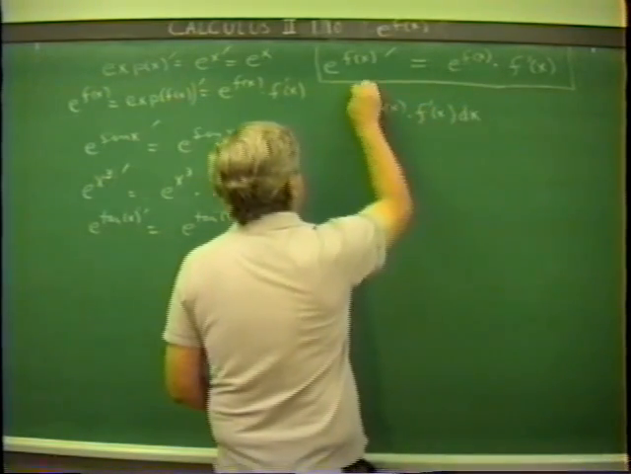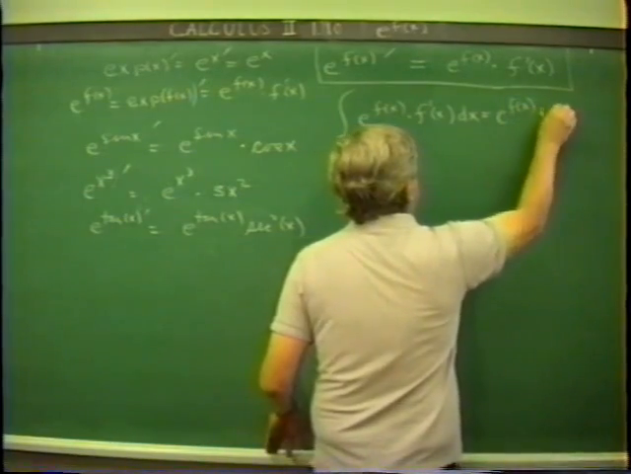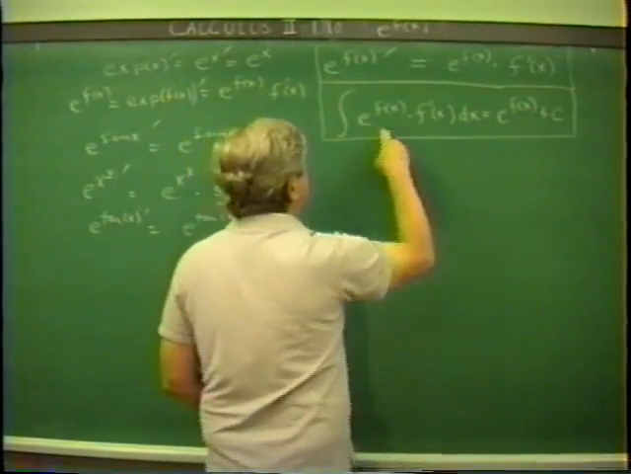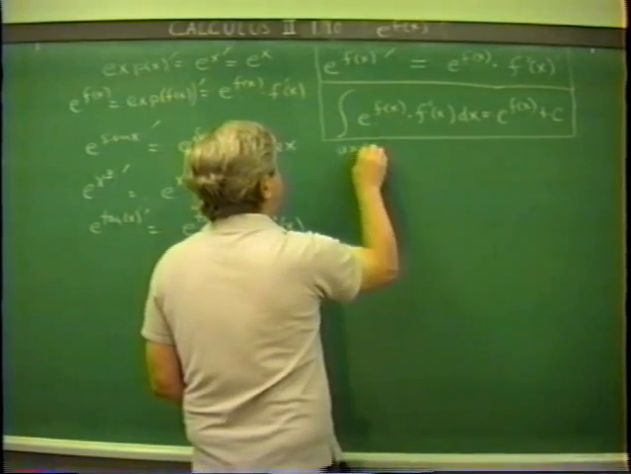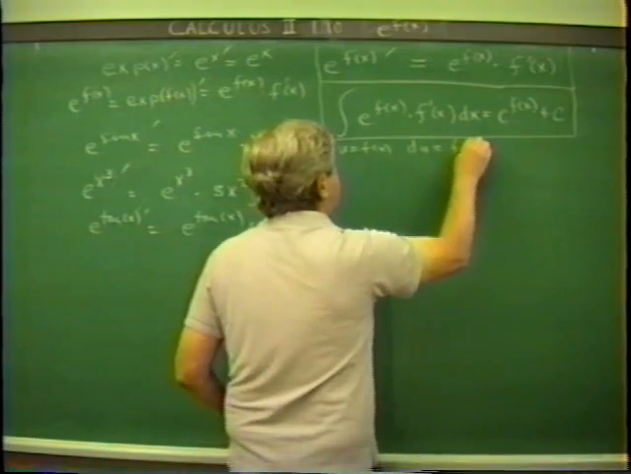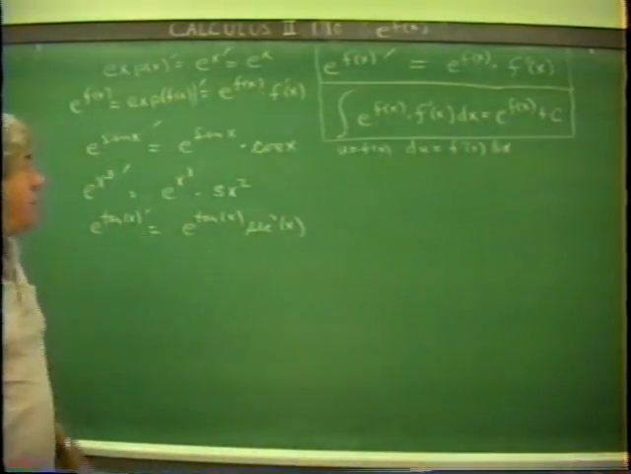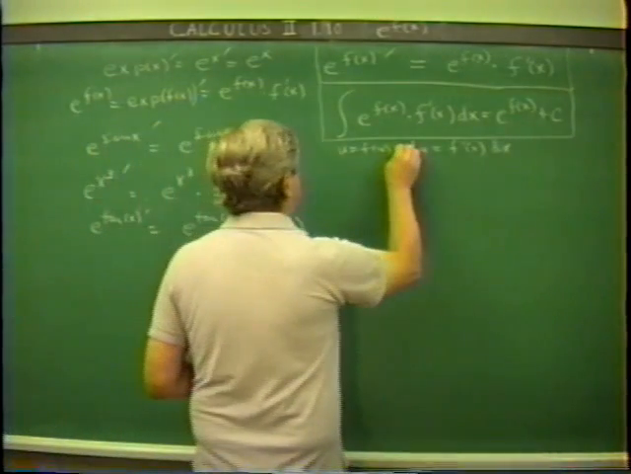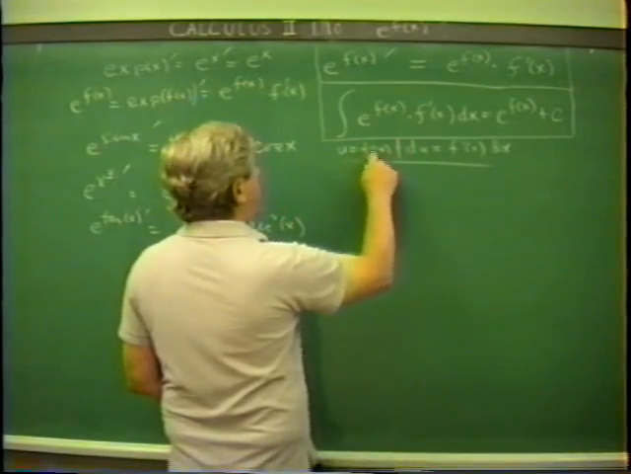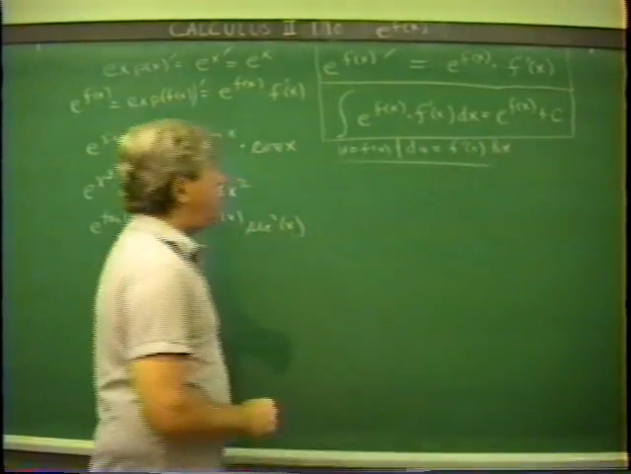Conversely, if you've got something of the form e to the f of x times f prime of x dx, and you want to integrate this, you're going to get e to the f of x for the integral plus any constant. Now, you can obtain that by letting u equal f of x and du equal f prime of x dx. If it's not clear to you that you're dealing with something like that, a substitution like this will get this for you. All right?